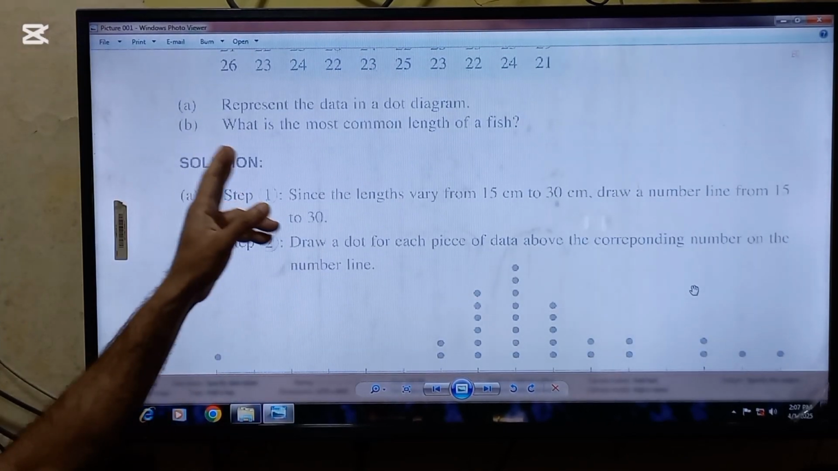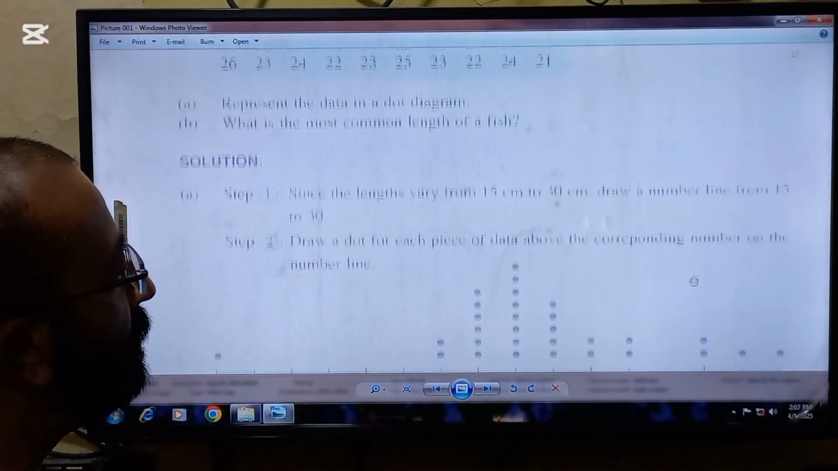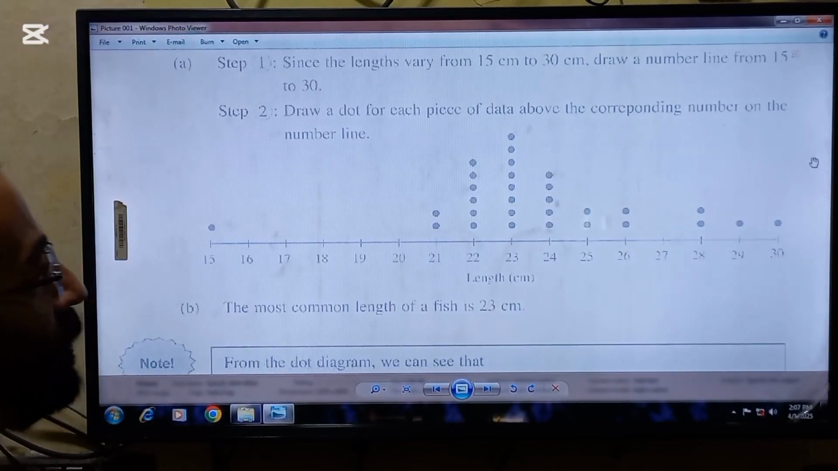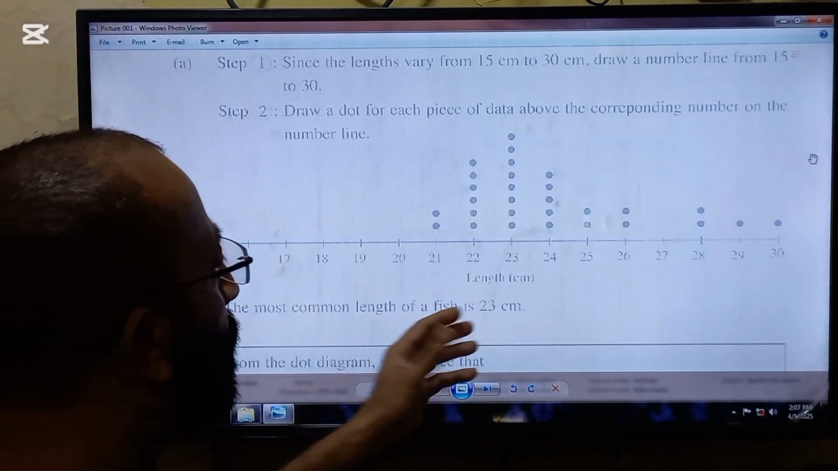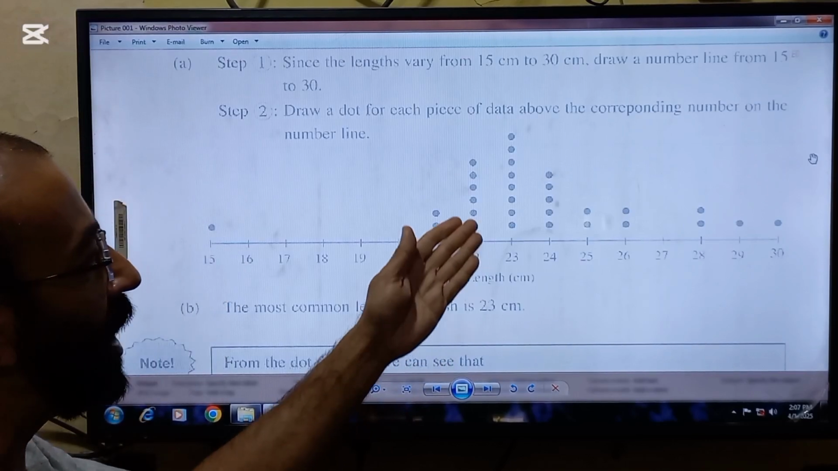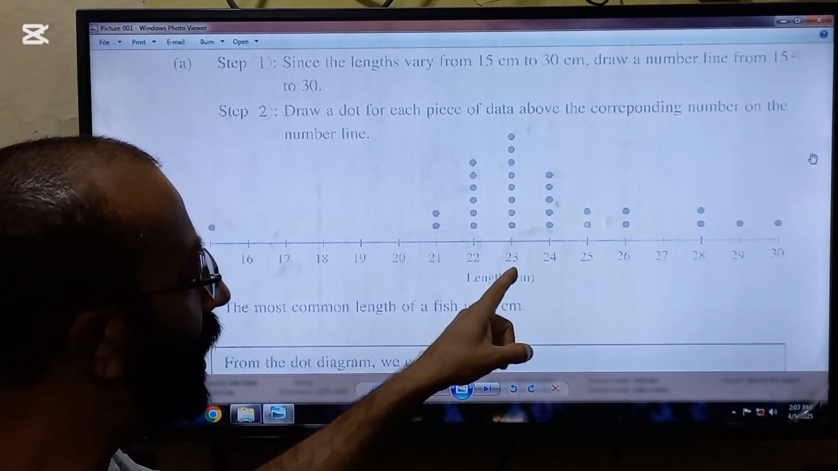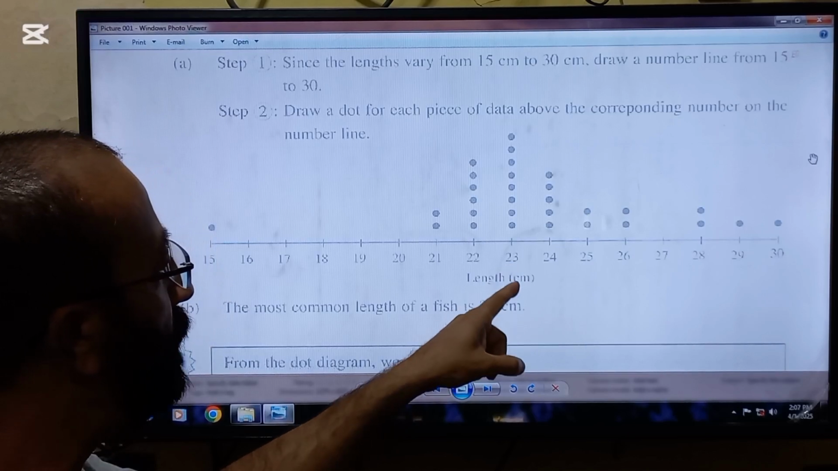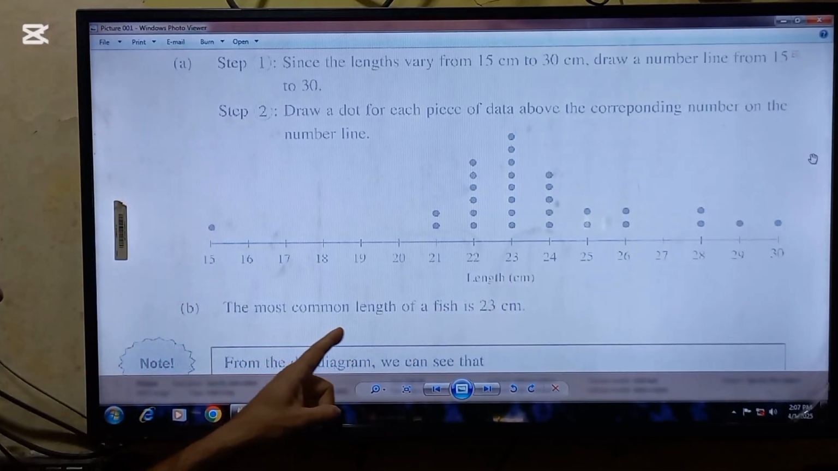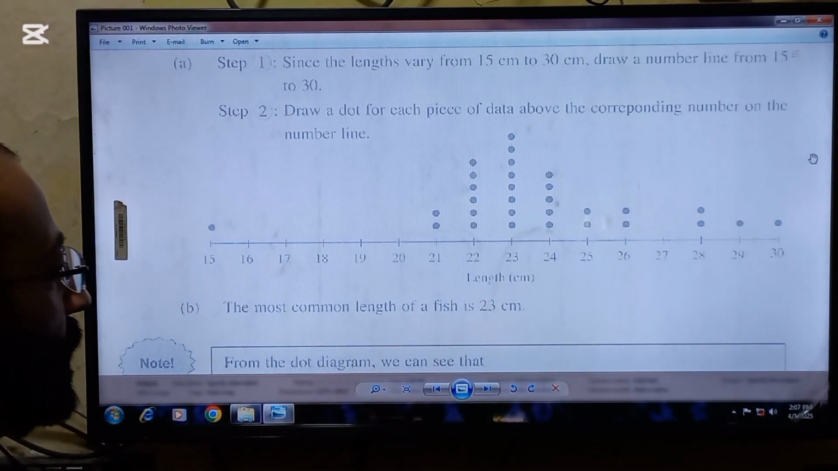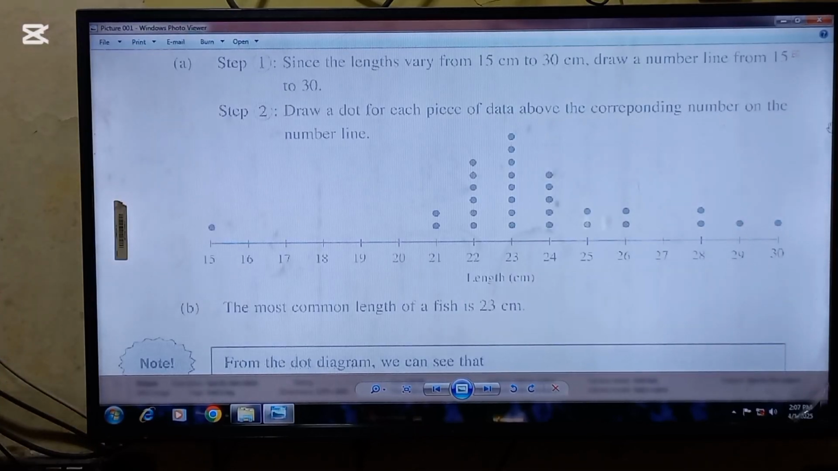The second requirement is: what is the most common length of the fish? When we have drawn the number line, we will check where the maximum dots are. We can see the maximum number of dots are on the 23 centimeter mark. So the most common length of the fish is 23 centimeters.